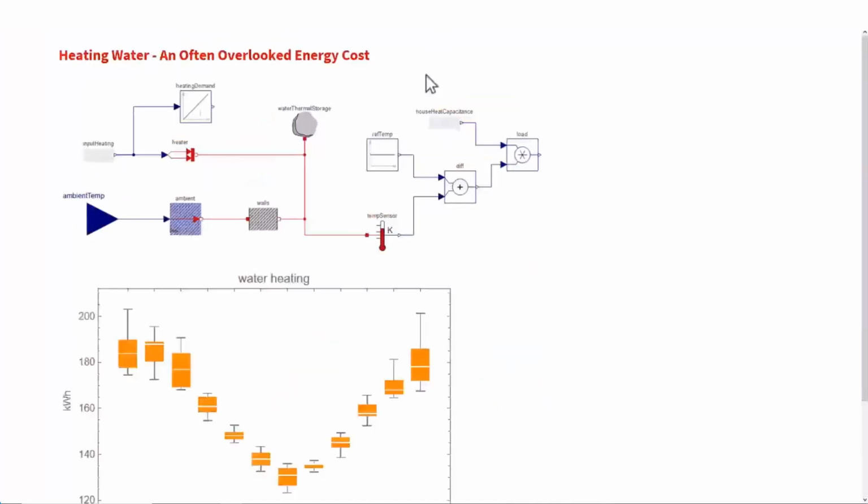One energy consumer I initially overlooked was the energy required for heating water. Hot water is essential for daily activities like bathing and washing dishes. In this model, I used a 200-liter insulated water tank designed to maintain the water temperature at 60 degrees centigrade. As with the previous model, a thermal capacitor is used to represent the thermal capacity of the water, while heat loss occurs gradually to the ambient through the tank's walls. The energy required to keep the water at the target temperature is used to calculate the water heating demand.